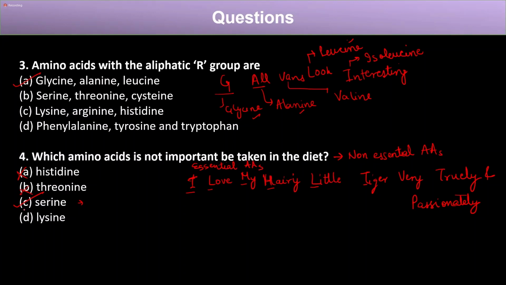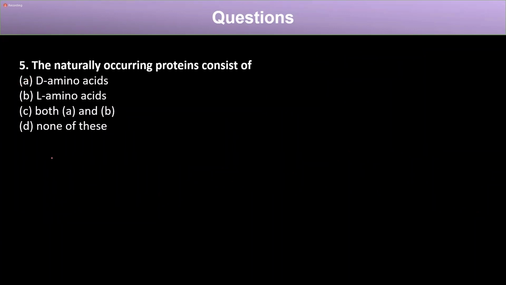So the correct answer here is serine. This is a non-essential amino acid. Apart from this, all other amino acids are essential. Okay. So now the next question is, the naturally occurring protein consists of. So what we saw is that naturally occurring proteins are made up of L amino acids, right?